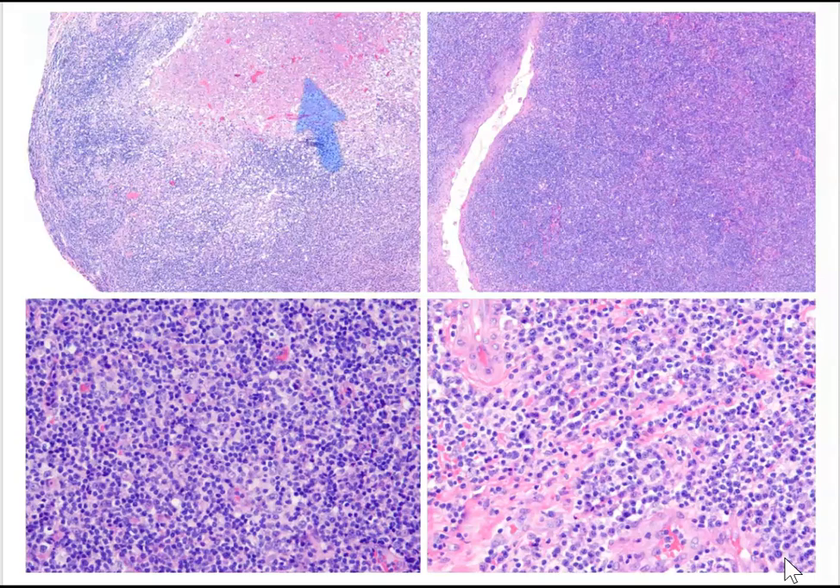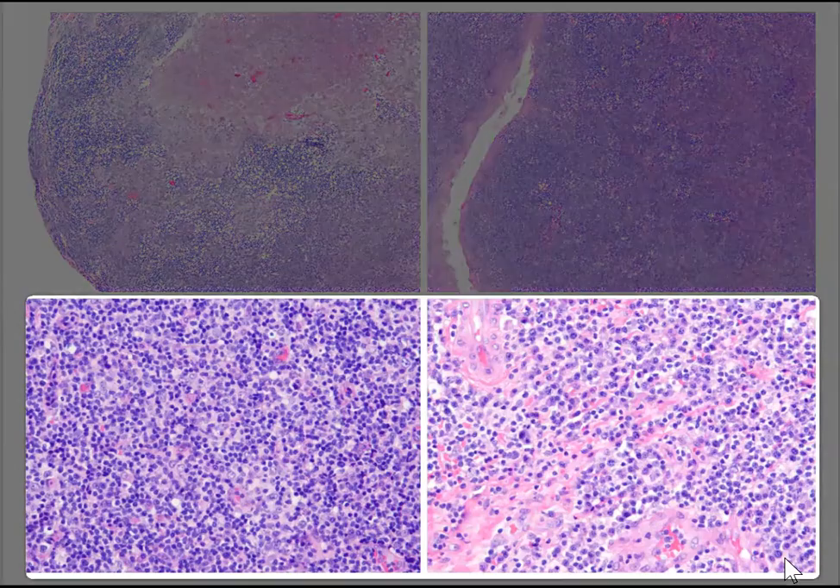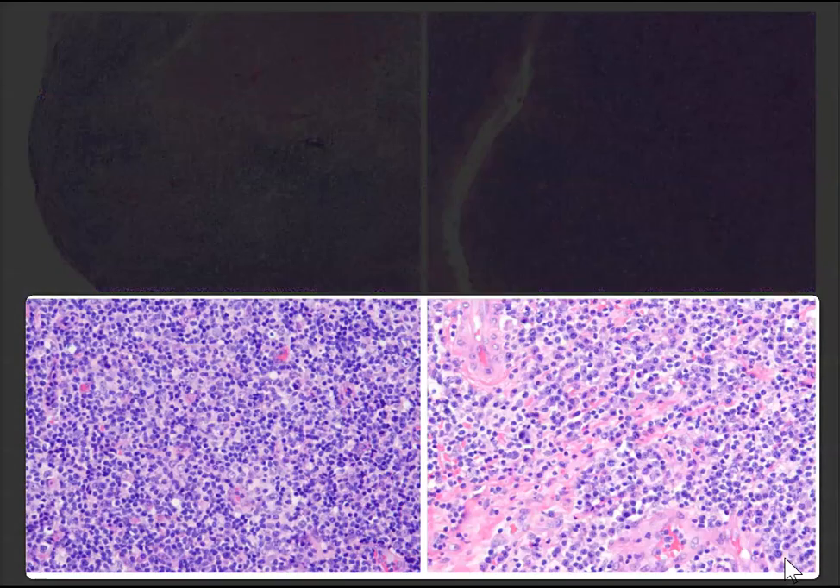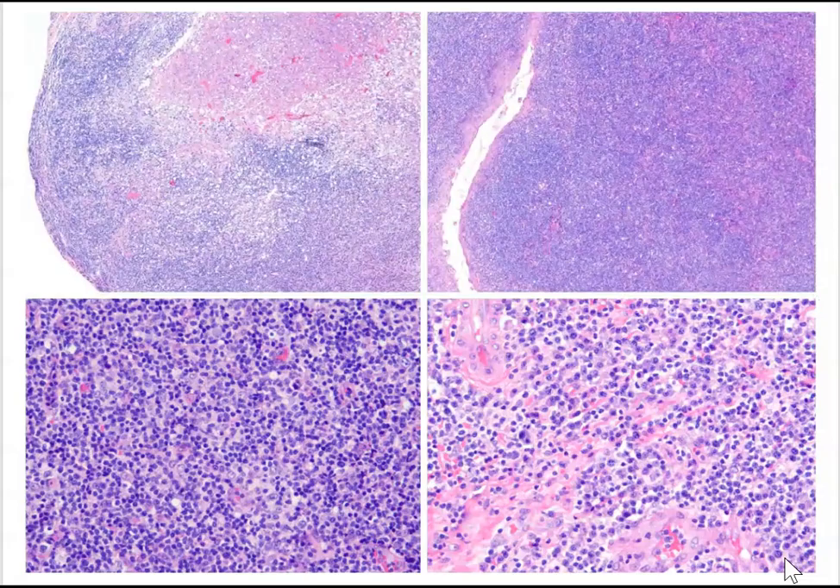At low power, we can see foci of necrosis and loss of normal immunoarchitecture. The lymphoid follicles are not easily discernible, and instead, the paracortex and interfollicular zones are expanded. We can see a proliferation of lymphoid cells of varying sizes between the high endothelial venules.